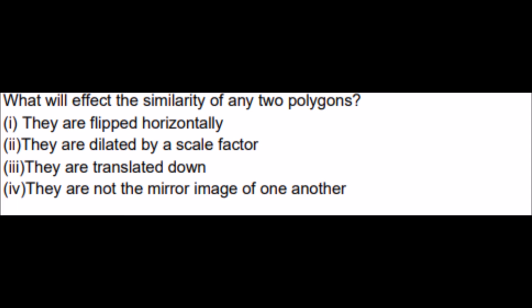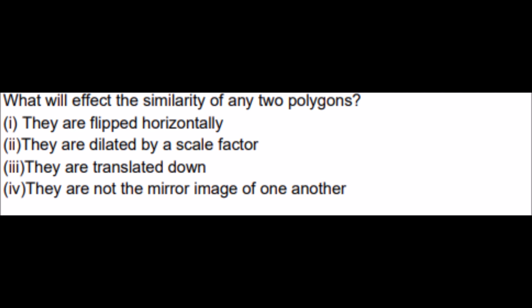If they are flipped horizontally, we learnt that if they are flipped they will not get affected. So, option A is ruled out. Option B, they are dilated by a scale factor. That means they are resized, and resizing also will not change the similarity. Now, they are translated down, and even translation will not change it.